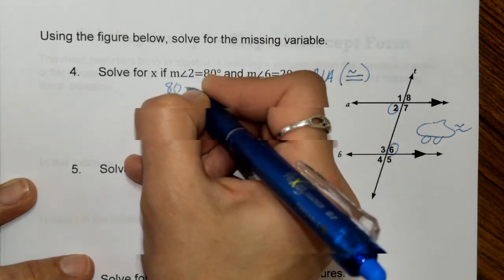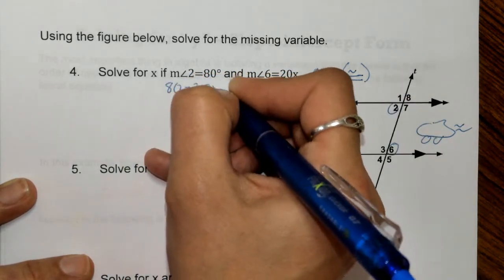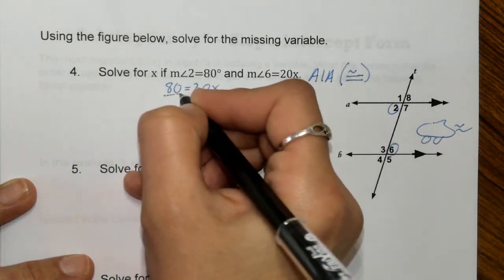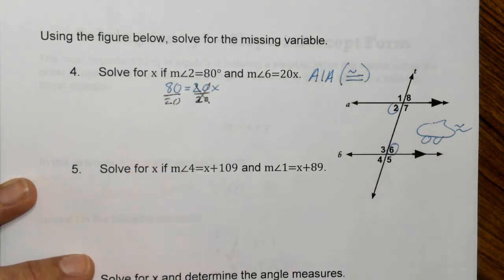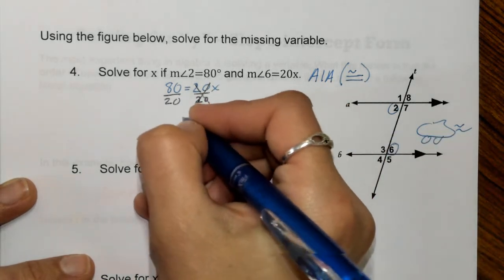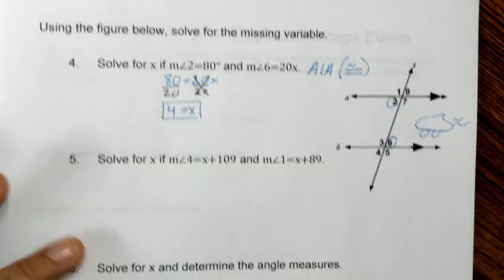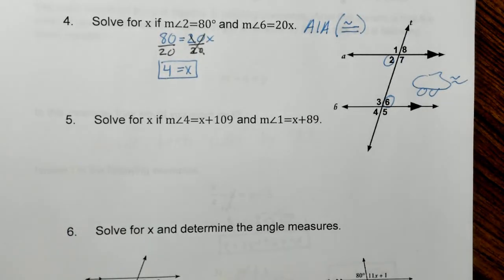So we have 80 equals that 20x. A lot like that first one we did, huh? All we're going to do is divide both sides by 20. That's in front of x. X is going to give us 4. Number 5, let's take a look.